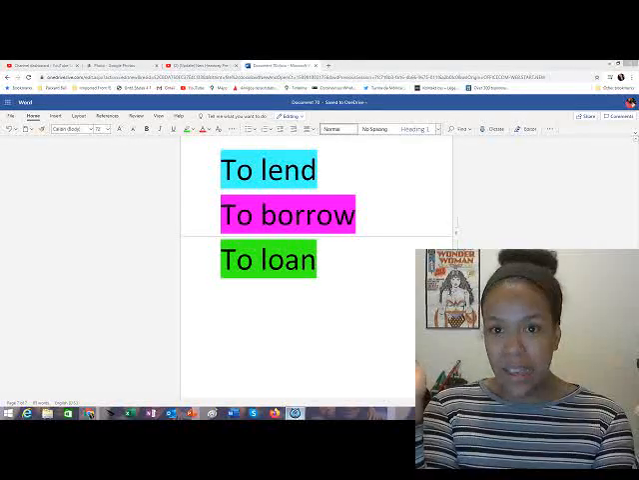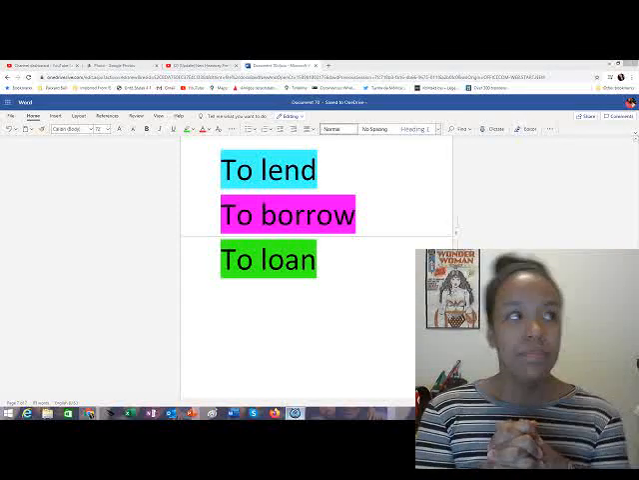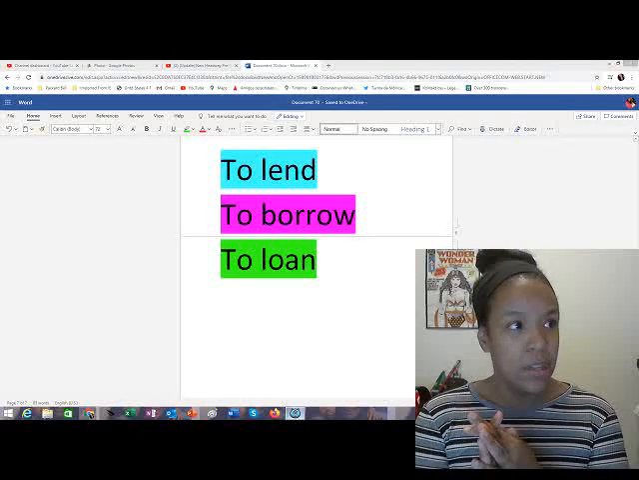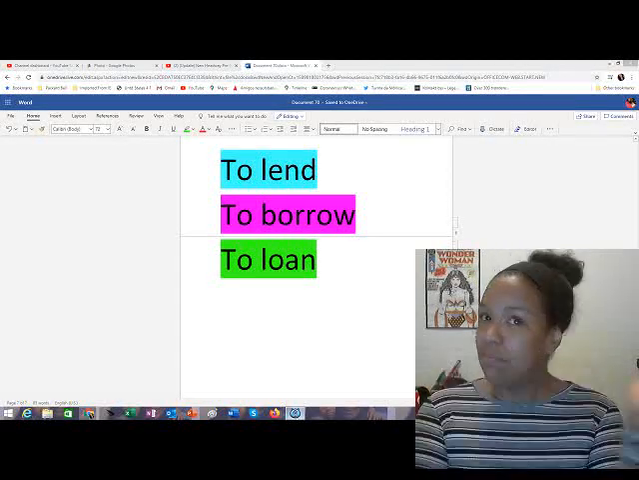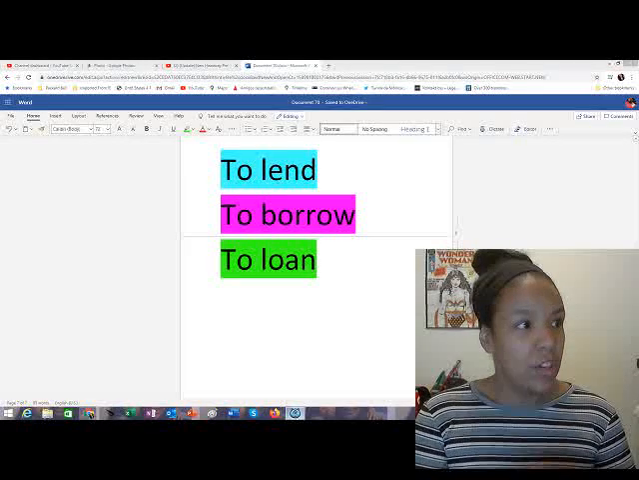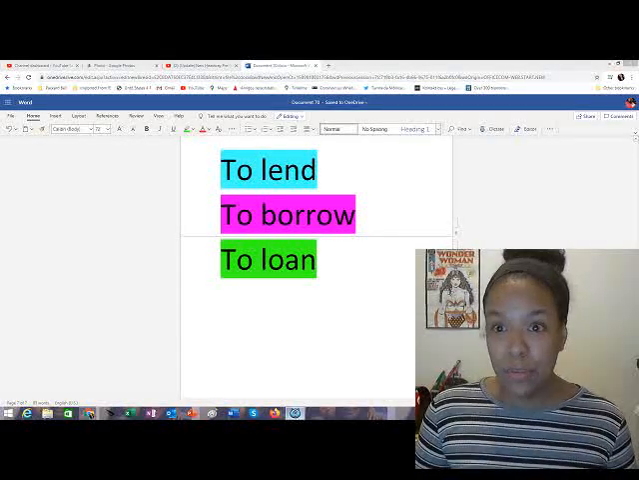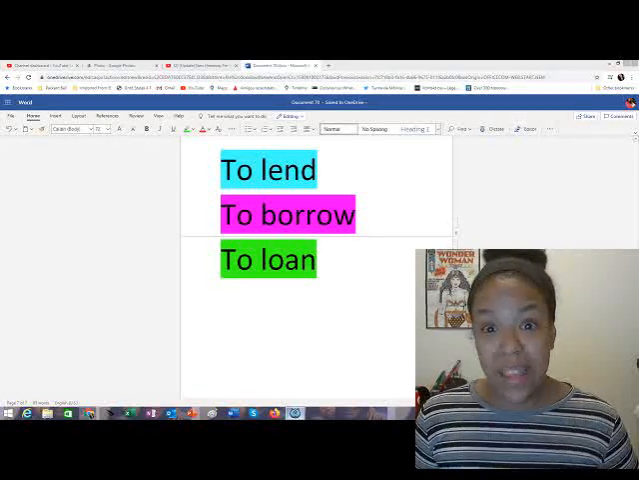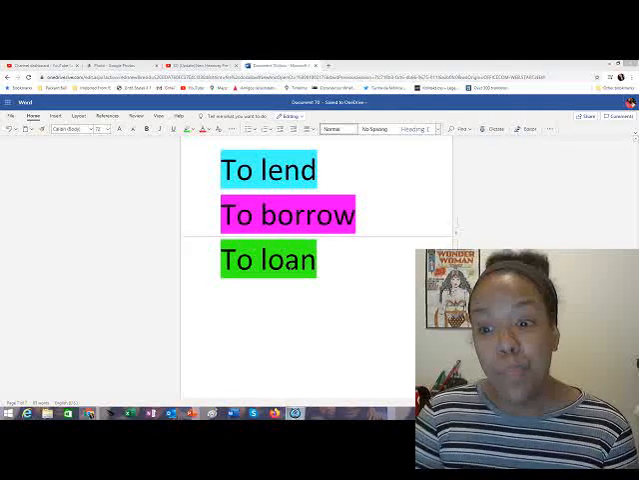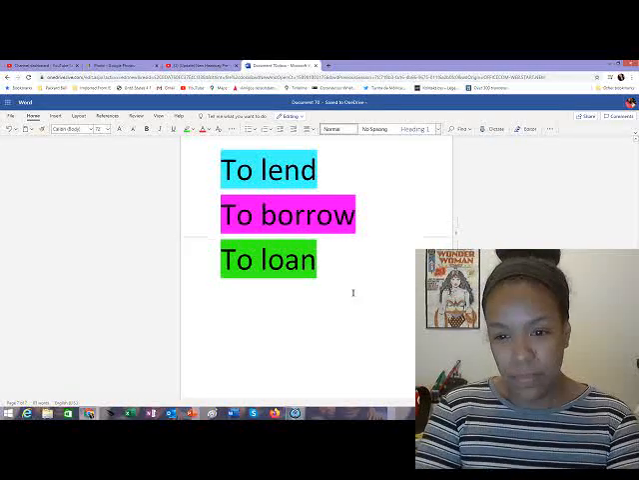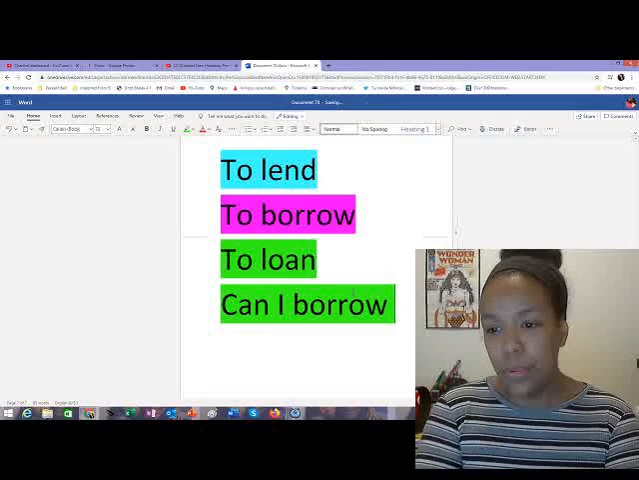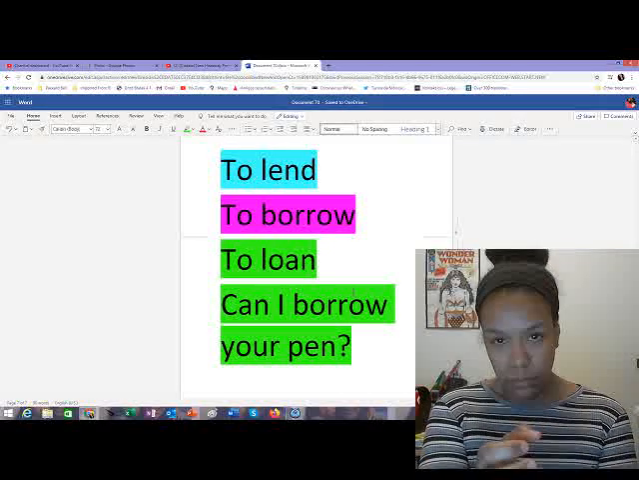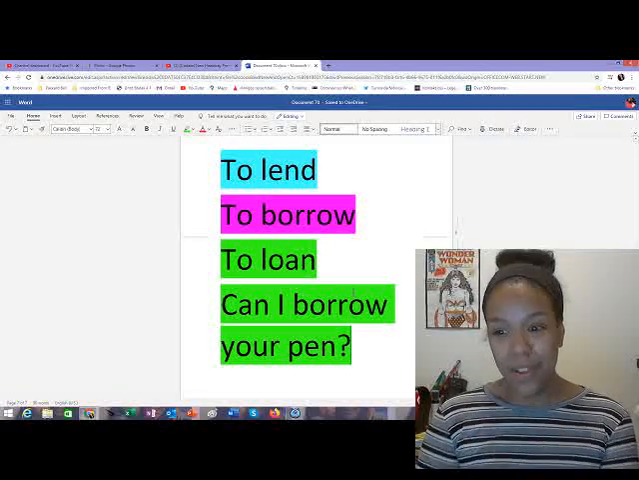Let us just say that Lisbeth and I are walking down the street one day, and we're talking, and she needs to write something down for some reason. And she says to me, do you have a pen? Can I borrow your pen? So she's going to borrow the pen from me, right?